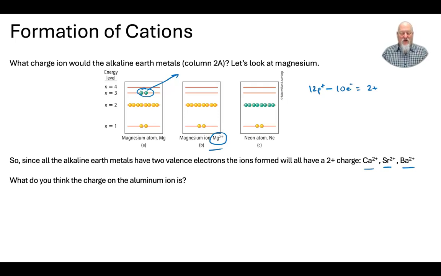Okay, so if we look at aluminum, aluminum on the periodic table is over in that 3A column. It's got 3 valence electrons, so it looks exactly like magnesium's electron configuration, except it's got one more dot in the n equals 3 energy level. So when aluminum becomes an ion, it loses those 3 valence electrons, and aluminum becomes a 3+ ion because it's got 13 protons and only 10 electrons.